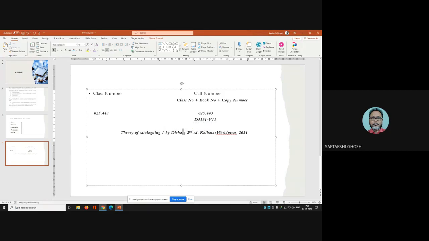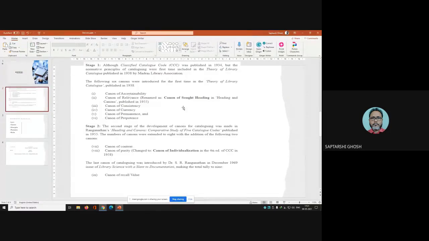Whenever you see stop, space, dash, you will immediately understand that the previous section is over and a new section has started. After that, there will also be one more. See, this is the title and statement of responsibility, stop. Then you get the edition statement, stop. Now the third one, stop. So this stop space dash space is the recall value. Recall value helps you identify what will come next, a kind of mnemonic quality within the catalog. So these are the different types of canons propounded by Ranganathan, and this is the sum of it.